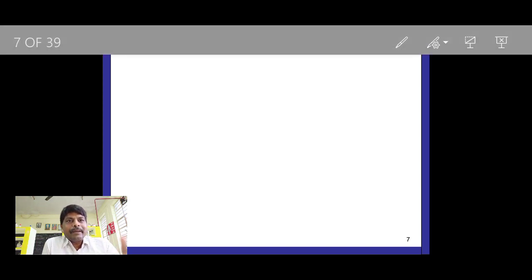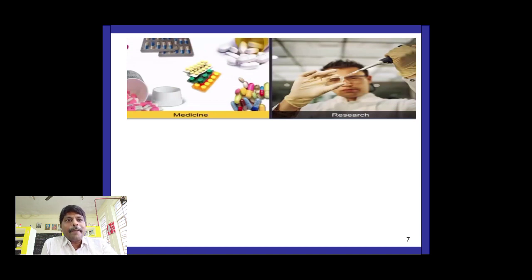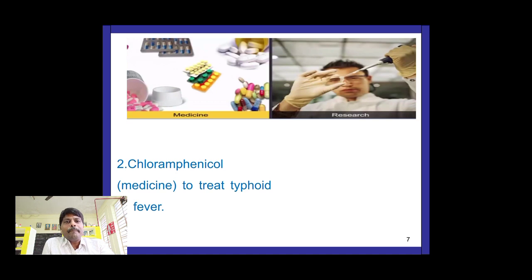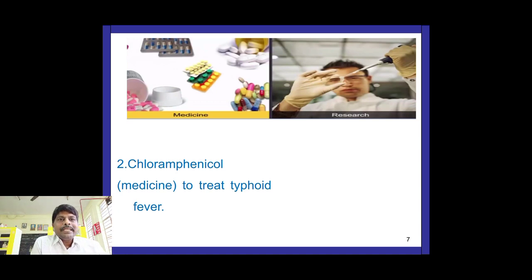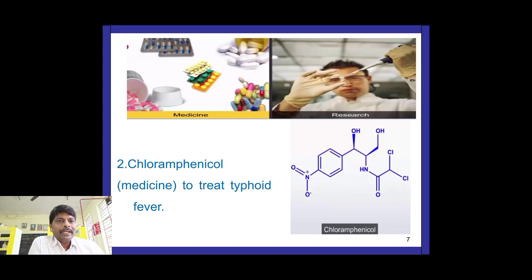The second application is in the research and medicine field. They have more importance in the medicine and research field. Suppose you take chloramphenicol. Chloramphenicol is a medicine to treat typhoid fever. You can see the structure of chloramphenicol. It contains 2 chlorine atoms, so it is a halo derivative. This medicine is used for typhoid fever.